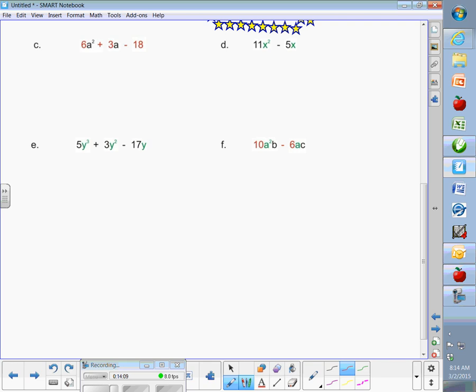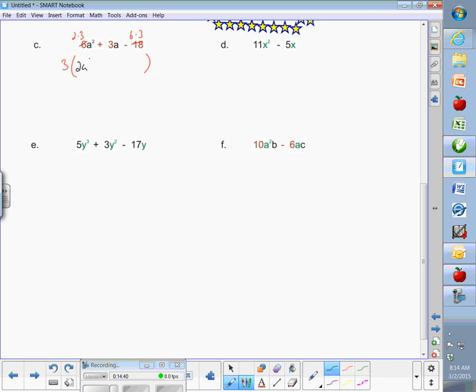Okay, so if you look at C, you're looking for what's common to all three terms. We have a trinomial now, so it's got to be common to all three. Well, if you look, I see a common 3. And again, just to help you see it, you don't always need to do this, a 6 is a 2 times 3. And then negative 18 is a negative 6 times 3. And do you see that common 3? Hope you do.